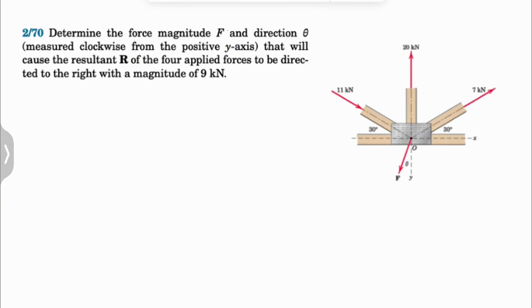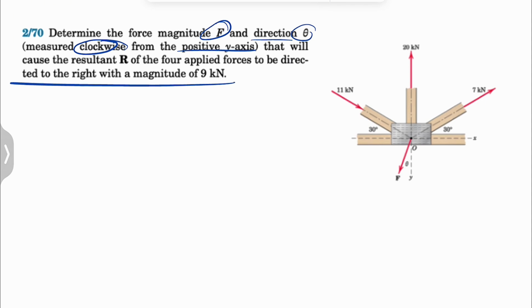Alright guys, let's see how we can solve question 70 from the second chapter of the engineering mechanics. In this one we need to determine the force magnitude F and the direction theta, measured clockwise from the positive y-axis, that will cause the resultant R of the four applied forces to be directed to the right with a magnitude of 9 kilonewtons.